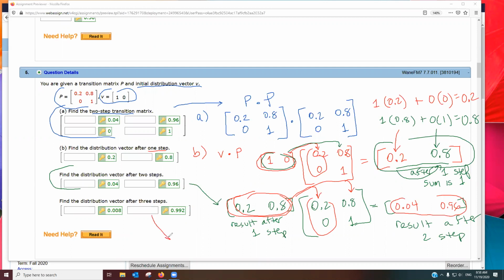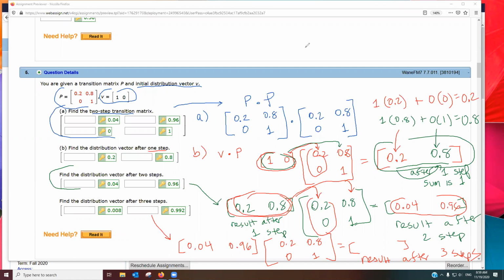And then the last part is going another step. So I'm going to take my answer after 2 steps, which is 0.04, 0.96, and again multiply it times the transition matrix. That will get me the result after 3 steps. Okay, I'll let you do that. And folks, there's a worked out example in the textbook. So please check out some of the worked out examples. That'll show you how to set this up.